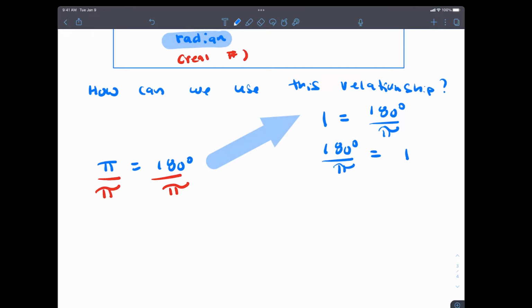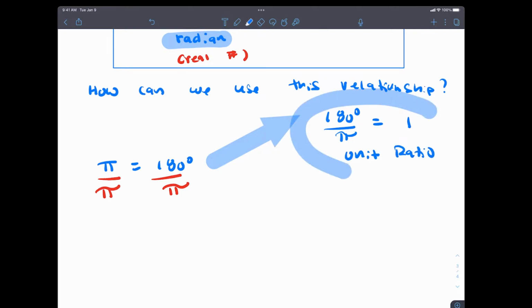I'm going to emphasize this. This is known as a unit ratio. Unit ratios are everywhere in science. If you want to be good in science, ladies and gentlemen, you know what the secret is? It's a lot of ratios. Unit conversion. This is where it comes from. So don't tell anybody. If you really want to be good in science, there's a lot of ratios, unit conversion. This is where it comes from.